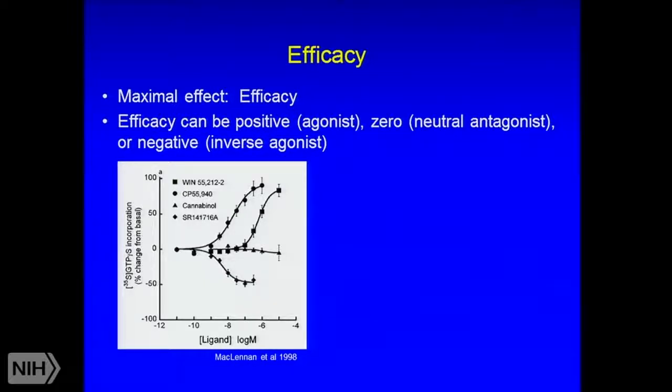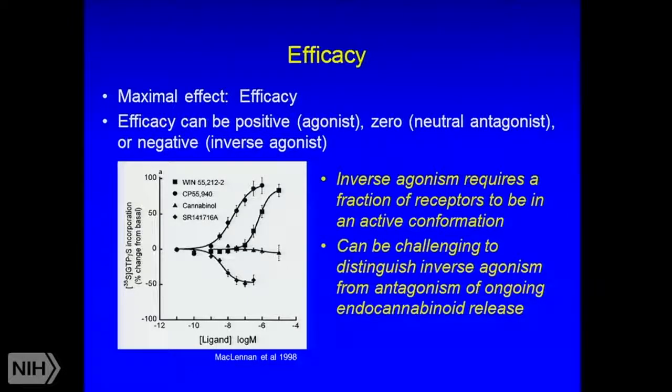And that's just shown here in an experiment from several years ago looking at one measure of signaling, here GTPγS binding, where you can see the agonists WIN and CP increase GTPγS binding, and the inverse agonist SR, this is rimonabant, decreases GTPγS binding. So efficacy can go either way. Inverse agonism, shown here, requires a fraction of the receptors to be in active conformation, and that's particularly likely to happen when you have high levels of receptor expression, as happens in the cannabinoid system. Although of note, it can be challenging to distinguish inverse agonism from antagonism due to ongoing endocannabinoid release, and that's something that we always worry about.